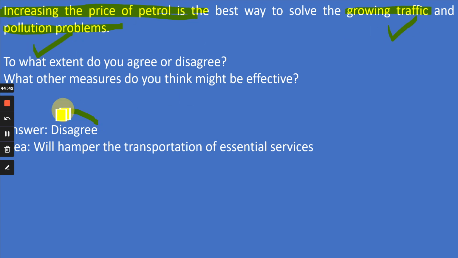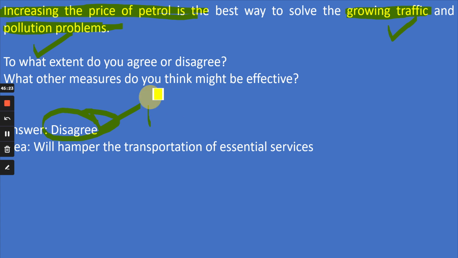So if he's saying disagree, he should give one reason which should be like this. In short, if he's picking disagree, then he should say how, look at the word how, increasing the price of petrol will not solve the problem of growing traffic and pollution. Again, listen carefully. He has chosen disagree. Then his idea should clearly mention how increasing the price of petrol will not solve the growing traffic and pollution problems.